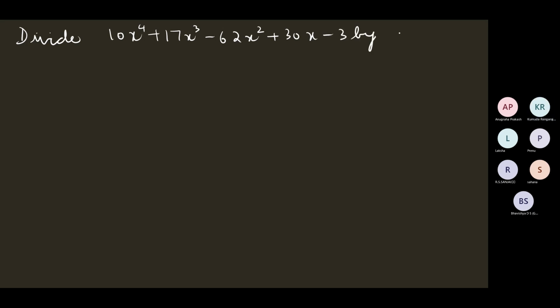All right, children. Now let's do long division. Let's learn how to divide. Divide 10x to the power 4 plus 17x cubed minus 62x squared plus 30x minus 3 by 7x minus 1 plus 2x squared. You need to divide the expression given there by 7x minus 1 plus 2x squared.